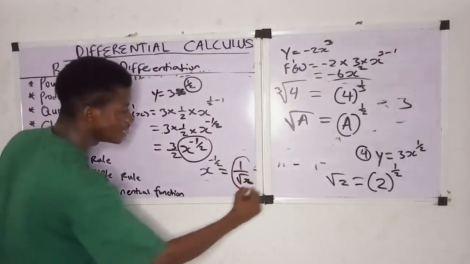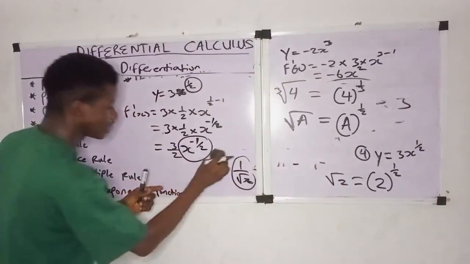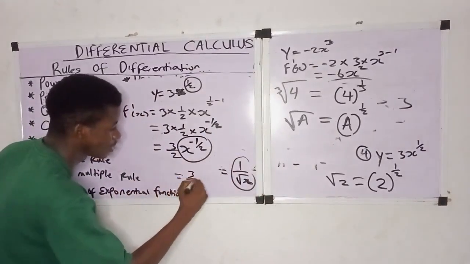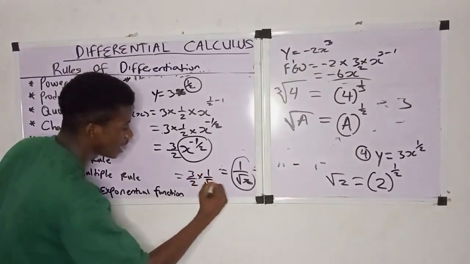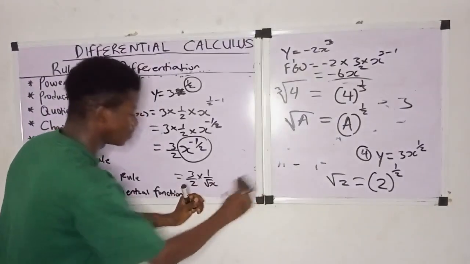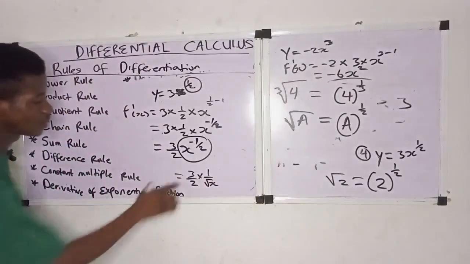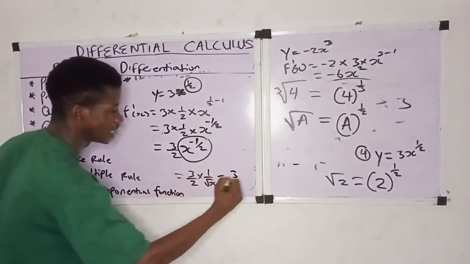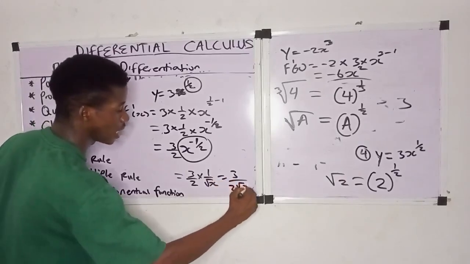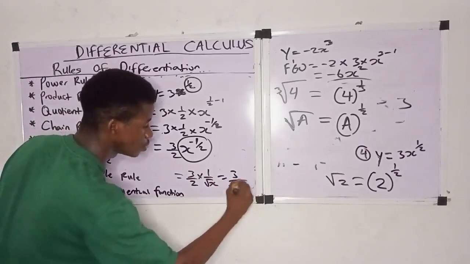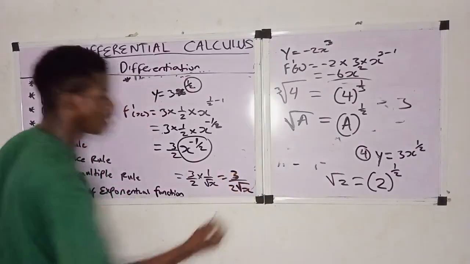Yes. So everything here will take us to this place. If we take it to this place, we'll now have something like this: 3 over 2 times 1 over root x, right? Yes. So 3 times 1 will give us 3. Then 2 times root x will give us 2 root x. So this is our answer.